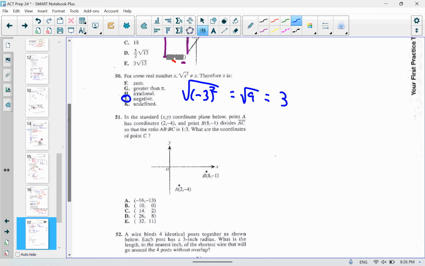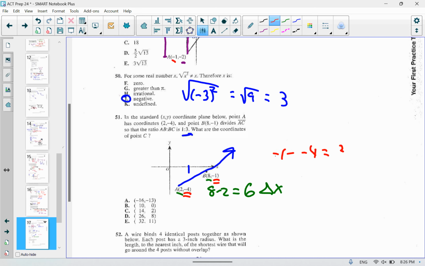Okay. All right. So let's take a look at this one. It says it's a ratio of 1 to 3. So if I'm looking at just the change in x's, I go from 8 and 2. I have a 6 change in the x direction. I'm looking at the y's. I get -1 minus -4. I have a change of 3 in the y direction. But that is the 1 unit because it says it's a 1 to 3 ratio.